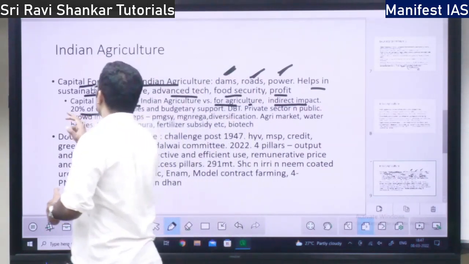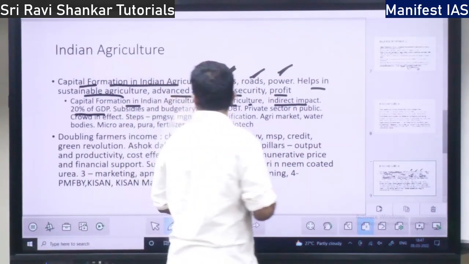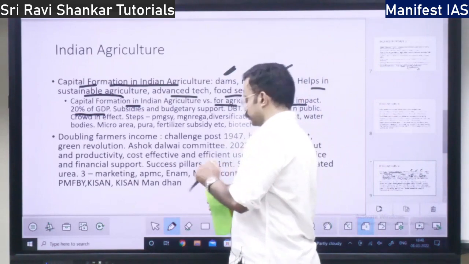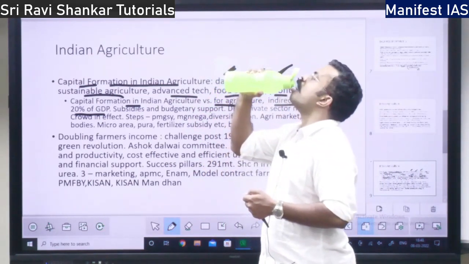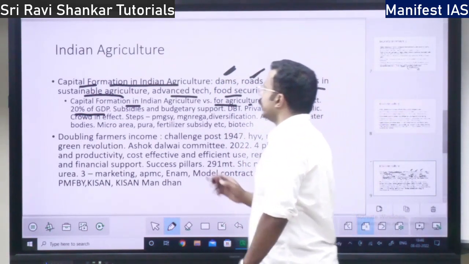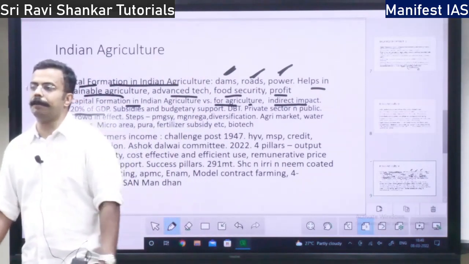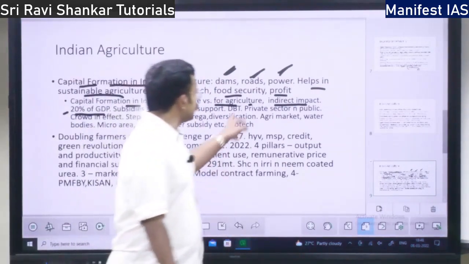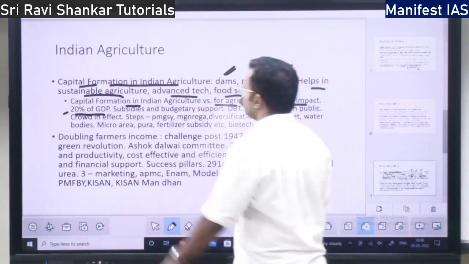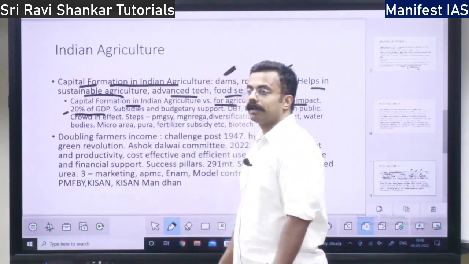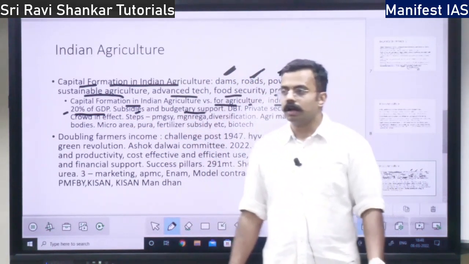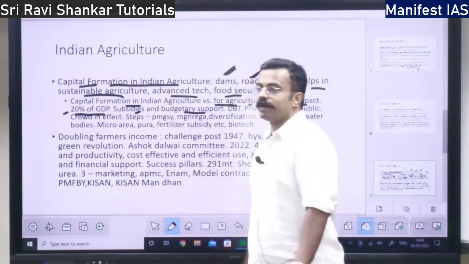Then 20% of GDP. Capital formation in Indian agriculture is 20% of our GDP. Sorry, not in agriculture, for agriculture. Whatever capital we are supporting agriculture with, it is 20% of our GDP. Right? Next, subsidies. We are providing subsidies and budgetary support. That comes under the 20%.